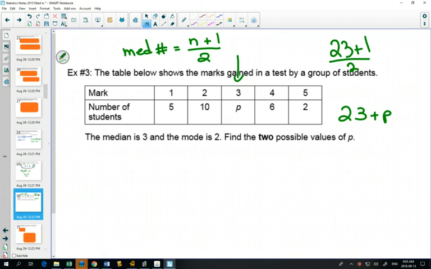So that being said, right now, if P is 0, it's term 12, and term 12 hits me at 2, and my median wouldn't be 3. What is the minimum number that P could be so my median will fall into 3?